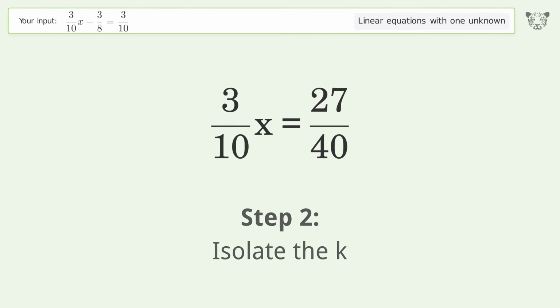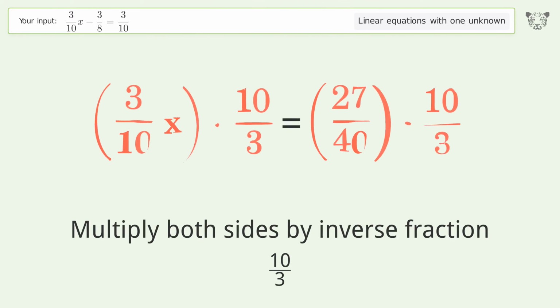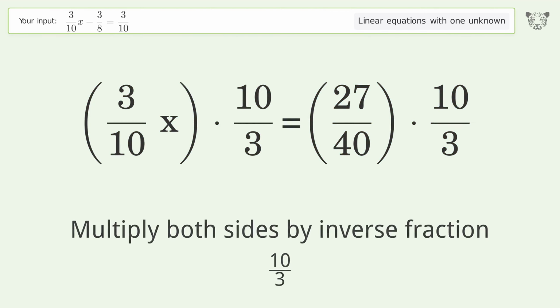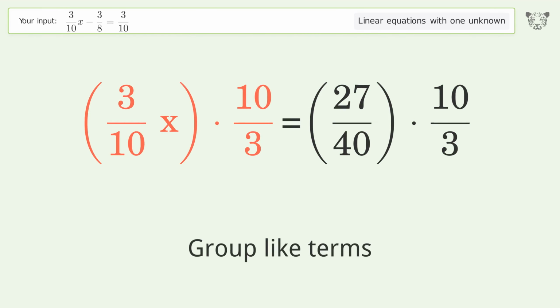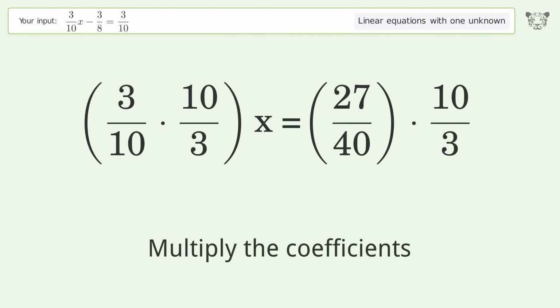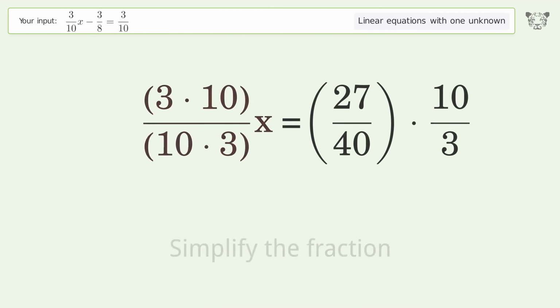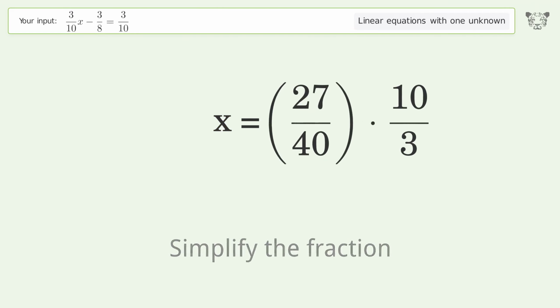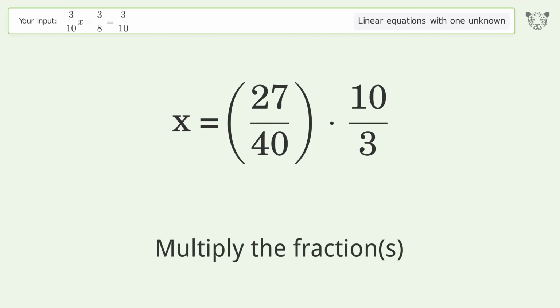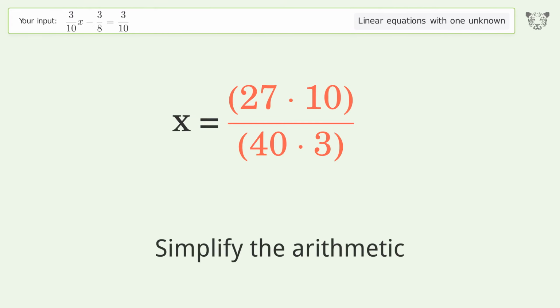Isolate the k. Multiply both sides by inverse fraction 10/3. Group like terms. Multiply the coefficients. Simplify the fraction. Multiply the fractions. Simplify the arithmetic.